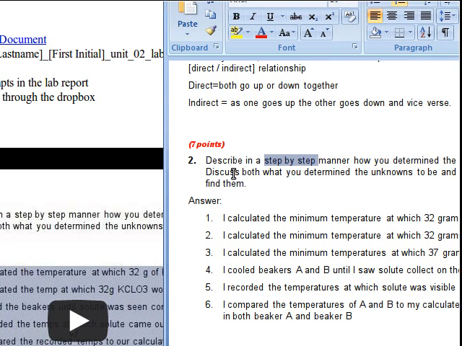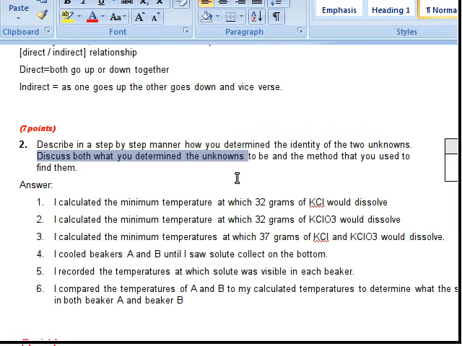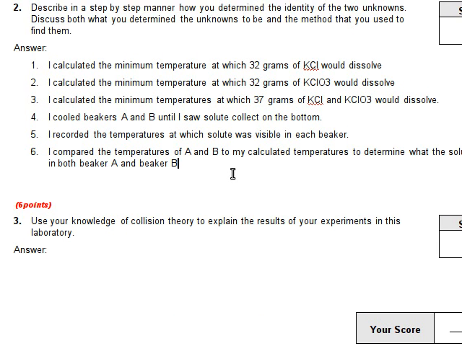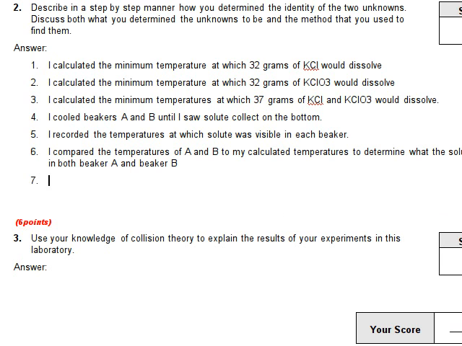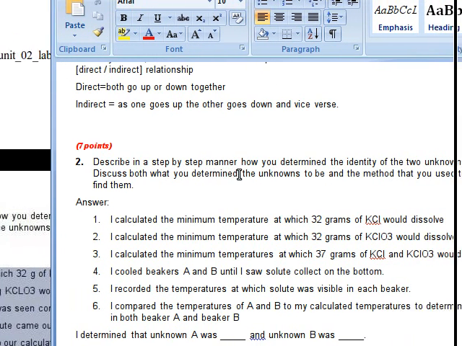Now we have to do more. Discuss both, so two things, what you determine the unknowns to be. Let's do that first, okay? So, I'm going to start off the sentence like this. All I have to do is say what A was and what B was. So I say I determined that unknown A was, and you fill that in, and unknown B was, and you fill in that part. Okay, so that's discussing what we determine the unknowns to be.